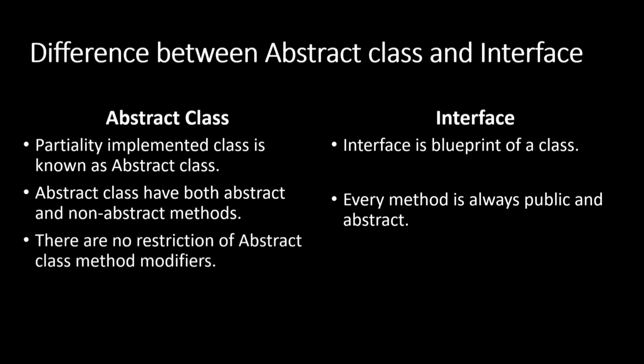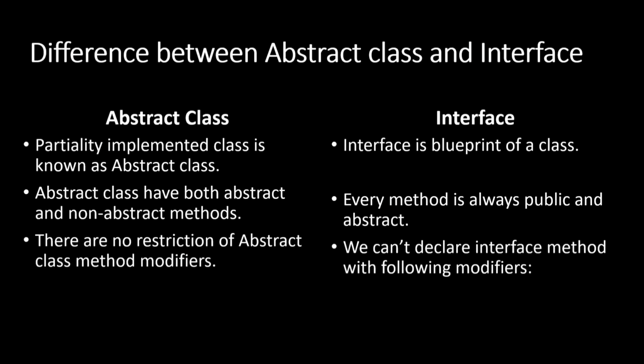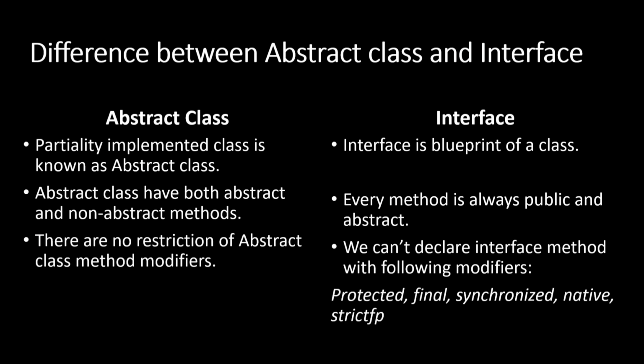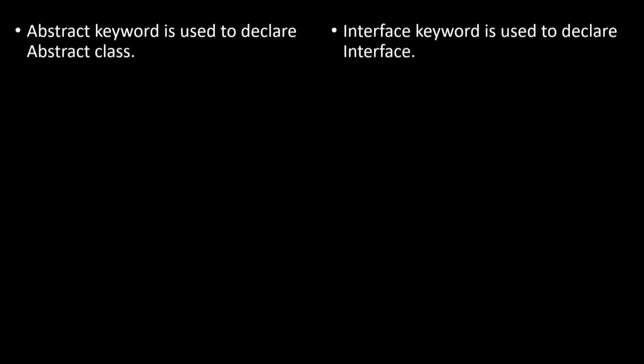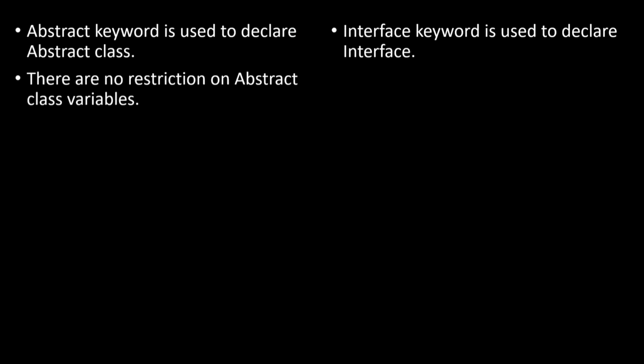There are no restrictions of abstract class method modifiers. We can't declare interface method with following modifiers: protected, final, synchronized, native, strictfp. Abstract keyword is used to declare abstract class, while interface keyword is used to declare interface. There are no restrictions on abstract class variables. Interface has only static and final variable.